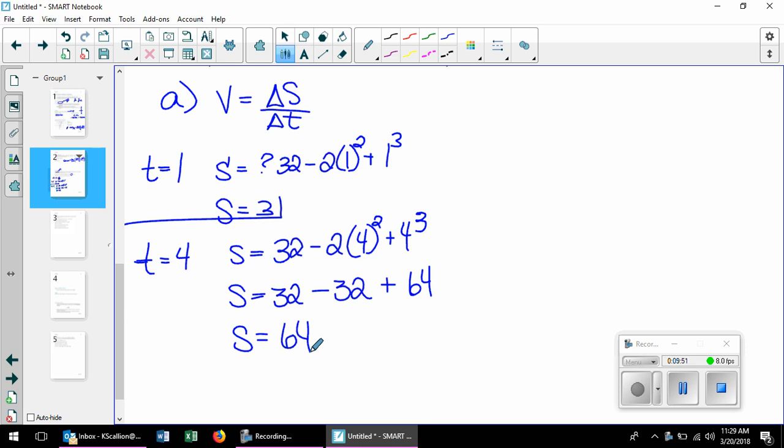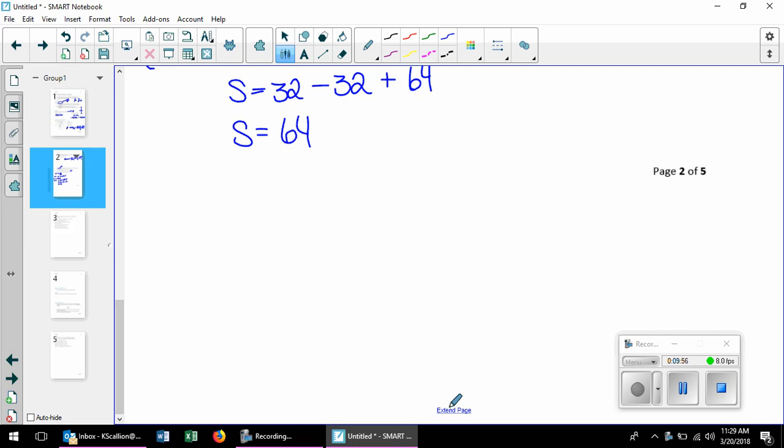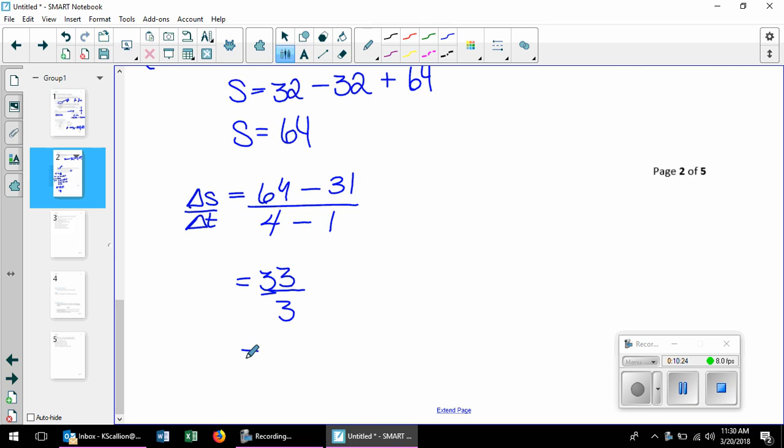So now we're just going to do the change in S. What's the change in S? 64 minus 31. And remember, you've got to stack them in order. So it's going to be the change in t. The t value of the 64 is 4, and the t value that goes with 31 is 1. So I'm going to have 33 divided by 3, which is 11. I'm going to need some units of measure on that.